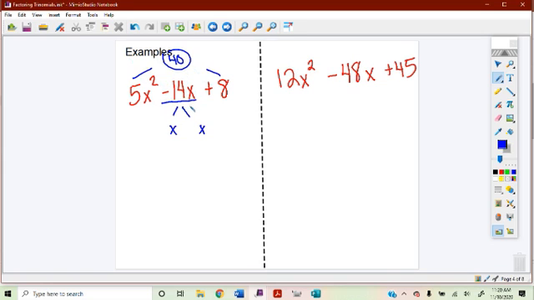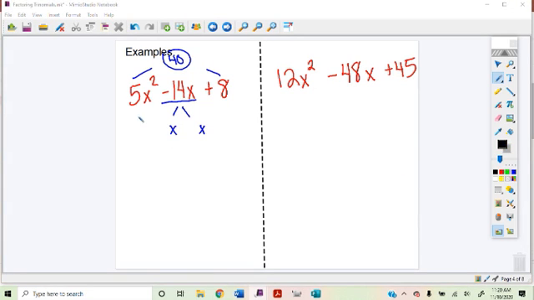Now you may be able to look at this negative 14 and automatically know what two numbers would add to get negative 14 and multiply to get 40. If you do, that's great. You don't have to do this next little part. If you don't know, like you're looking at that and you're like, I don't have the slightest idea, Miss Ware.